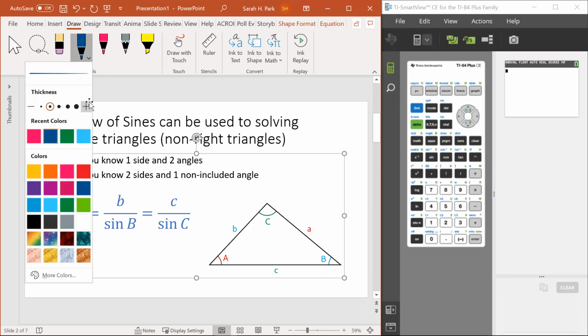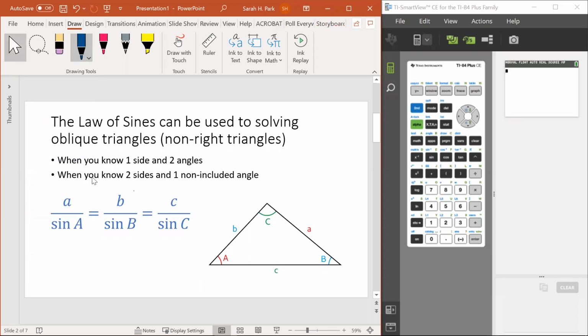You're only ever going to use two of these at a time. I might just use these two or just these two, but know that the ratios of all three of them are equal. So here's an example of a non-right triangle, or an oblique triangle. We always use big A for the angle, and right across, little a is directly opposite angle A. Same thing for angle B, side b is directly opposite. And if you have angle C here, side c is directly opposite from C.